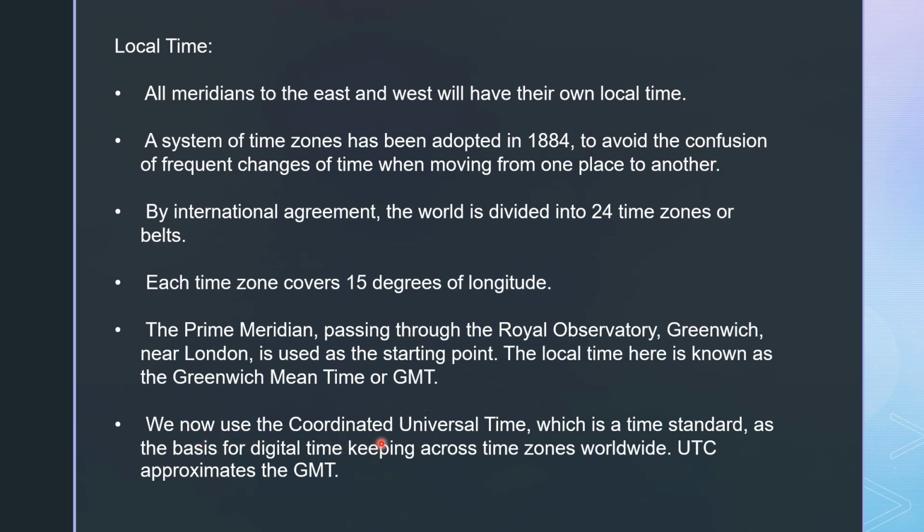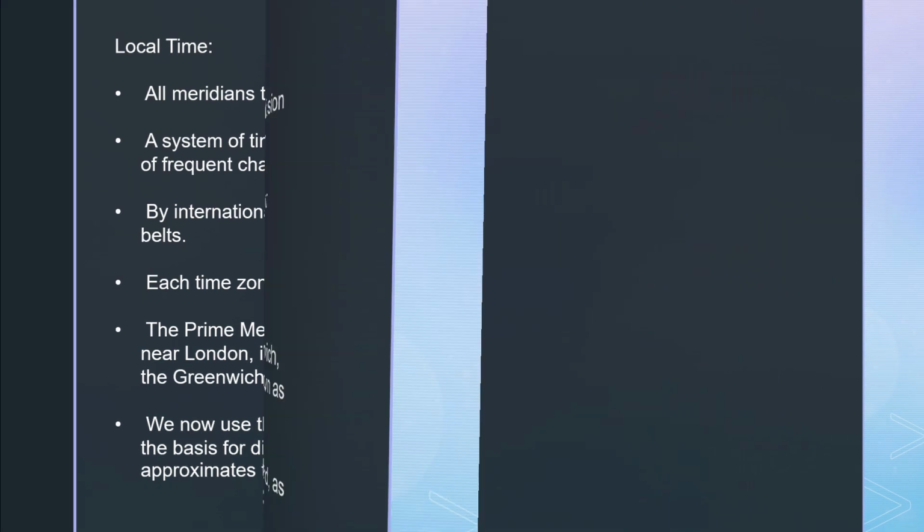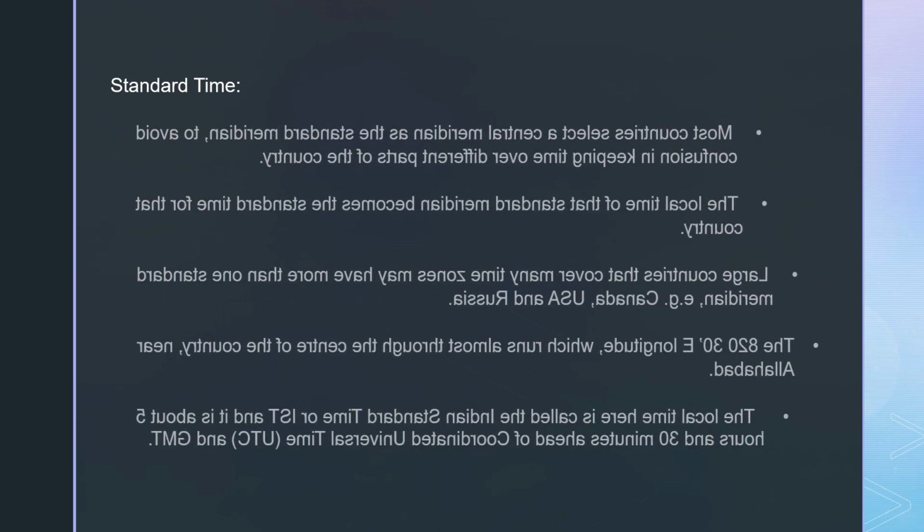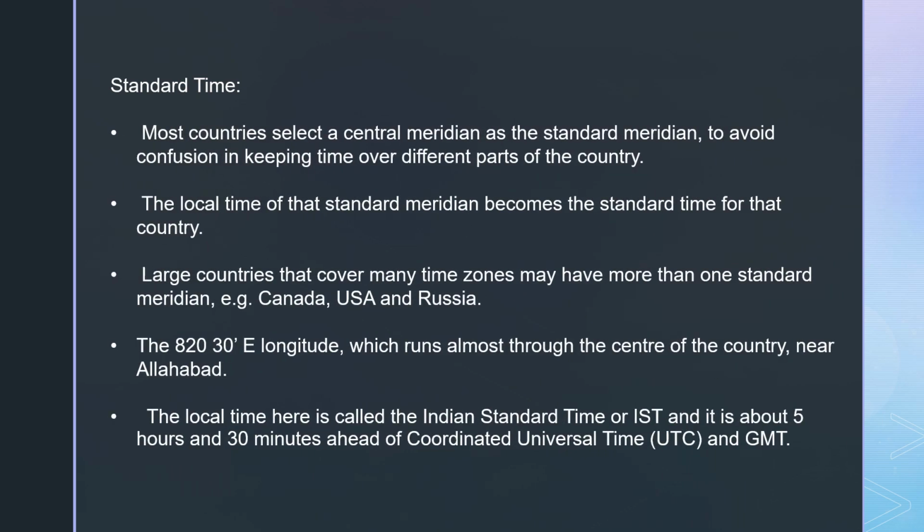We now use Coordinated Universal Time, UTC, which is the time standard used as the basis for digital timekeeping across the time zones worldwide. UTC approximates GMT. Standard time. Most countries have selected a central meridian as the standard meridian to avoid confusion in keeping time over different parts of the country. The local time of that standard meridian becomes the standard time for that country.